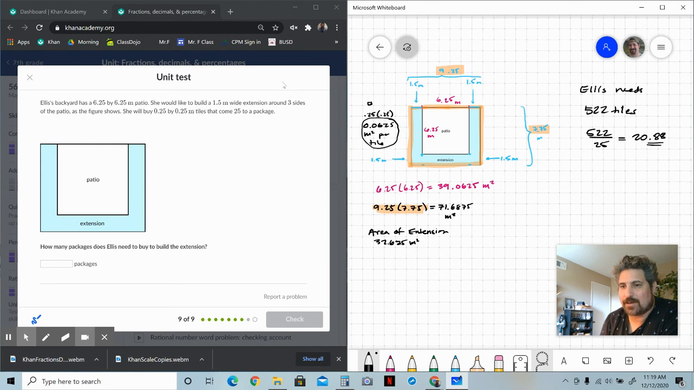I would say the best answer is you need to buy 21 packages because you need to have enough tiles to cover the 522 tiles that you're going to use to make this extension. Now, in a real-world situation, you'd want to buy extra as a cushion in case some tiles broke or there were some construction issues. But let's assume that they want just the smallest number of packages you could buy where you'd have enough tiles to complete the job. And that would be 21. So I would say 21.